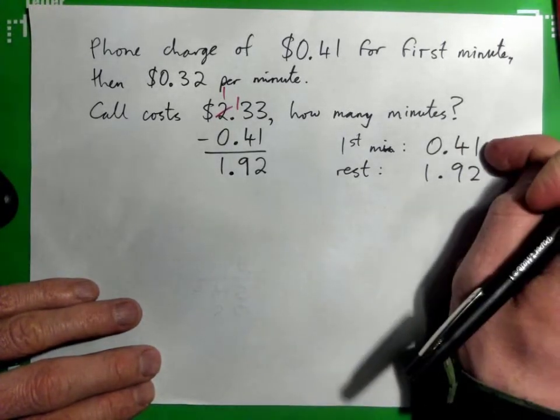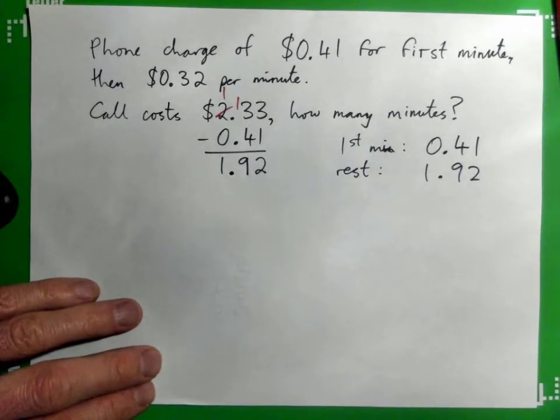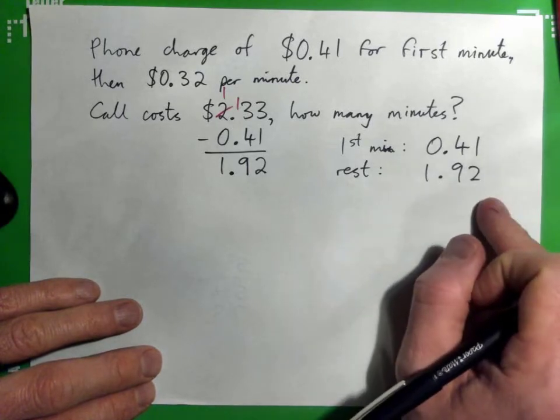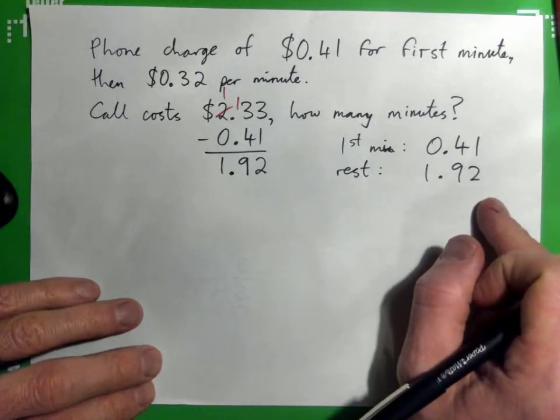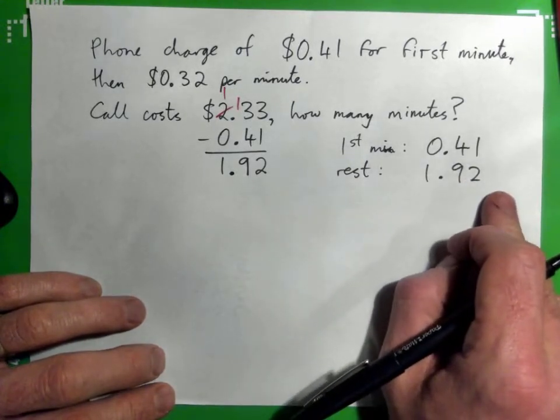The first minute cost 41 cents. The rest of the minutes, the second, third, fourth, fifth, we don't know how many more, but the rest of the minutes cost $1.92, right? Good. So how many minutes was the rest? That's the question.